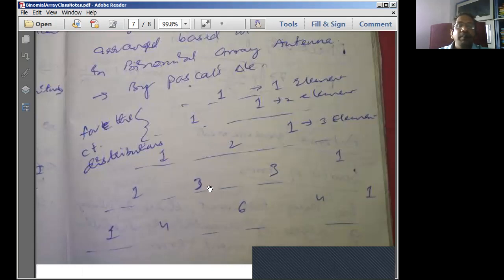If you see two elements here, at the middle of these two elements there is one element. At the middle of these two elements there is one element. At the middle of 4 and 6 you're going to have 3. At the middle of 1 and 4 you're going to have 1. At the middle of 6 and 4 you're going to have 3. So the Pascal's triangle is arranged in this particular fashion. The binomial array current distributions are arranged like this by virtue of the binomial distribution.